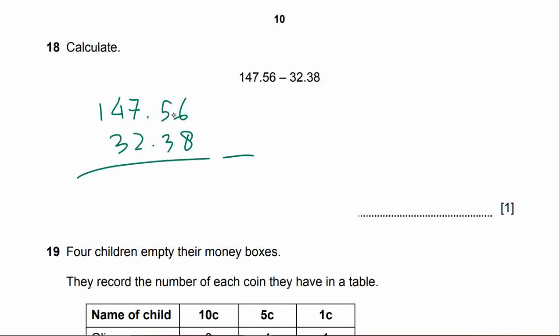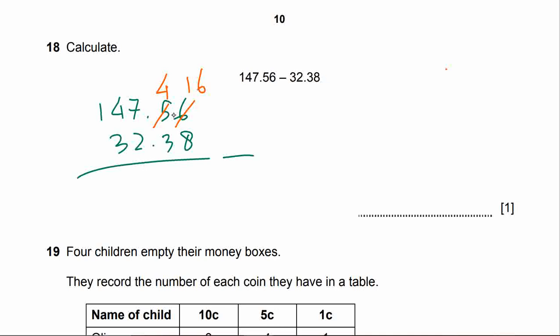So we just borrow here. 6 cannot minus 8, so it becomes 16. Then 5 borrowed by 8, 6 becomes 16, and it's 4. Since 4 is greater than 3, we don't need to borrow because 4 is already greater than 3.